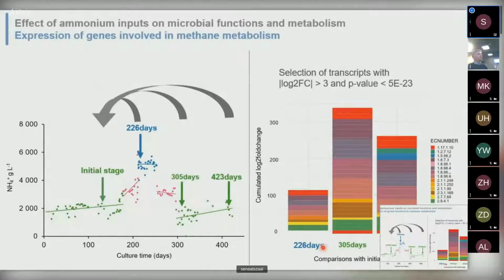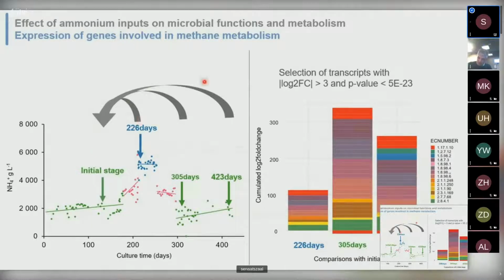So if we focus on the expression of genes involved in a specific metabolic pathway, here it was methane metabolism, I compare each condition with the initial stage. So I compare the high concentration of ammonium with the initial stage, and the two samples linked to the final stage with the initial steady state.